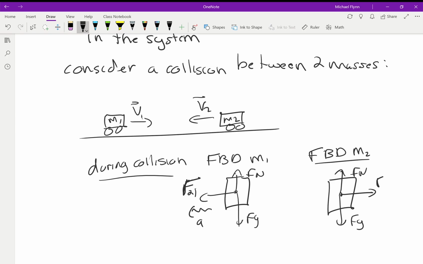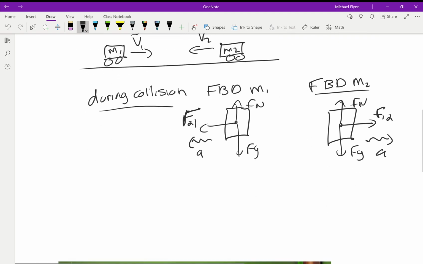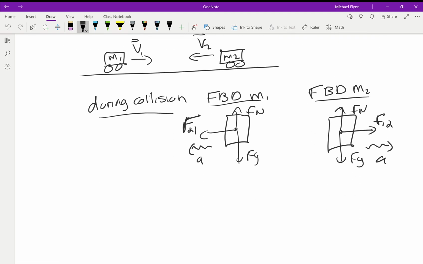This is the force of 1 on 2, and that's going to make that guy accelerate that way. Okay, so here we have our two free body diagrams. We see that they look very similar. They both experience a force in opposite directions. That's what happens during a collision.